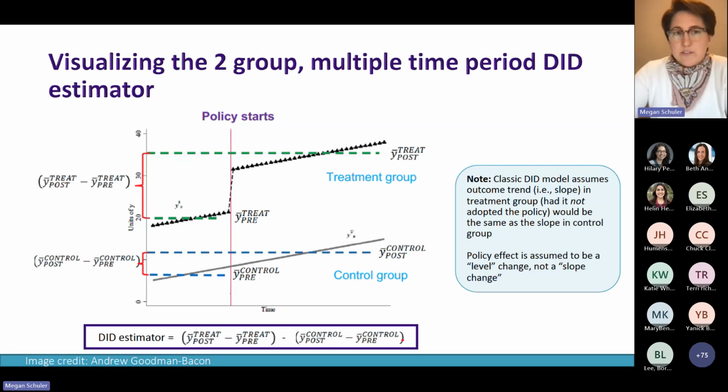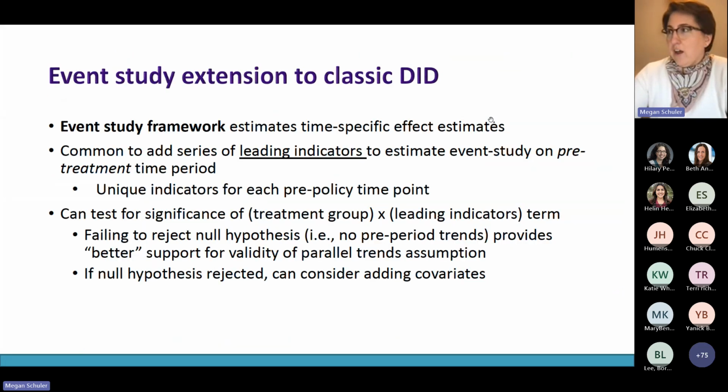And again, the classic diff and diff model here is assuming that the outcome trend, i.e. the slope, in the treatment group, had it not adopted the policy, would be the same as the slope in the control group. So really the policy effect here is assumed to be an instantaneous level change and not a slope change. So overall, the classic diff and diff model generates a single point estimate for the policy effect, assuming that the treatment effect is not time varying.